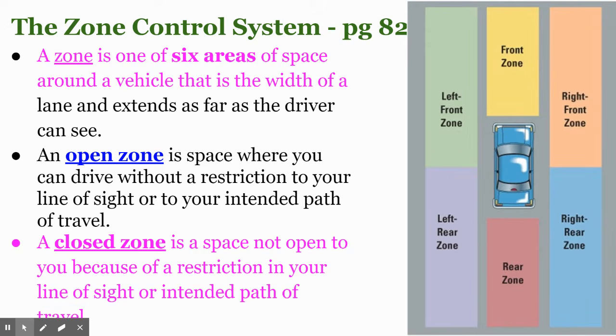An open zone is a space where you can drive without a restriction to your line of sight or to your intended path of travel. A closed zone is a space not open to you because of a restriction in your line of sight or intended path of travel. We have our front zone, our rear zone, our left front and our left rear zone, our right front and our right rear zone.